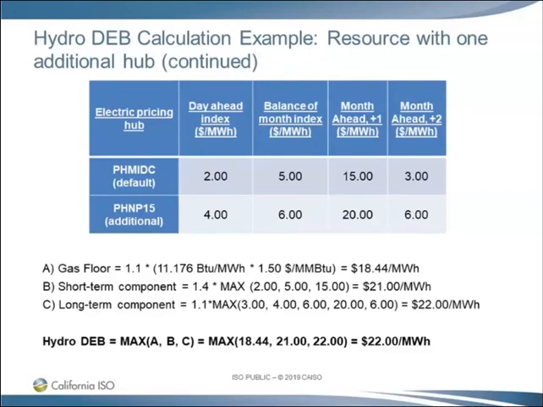The first is the gas floor component, which considers the fuel region gas price. So in this case, it was $1.50. So then the gas floor works out to $18.44.